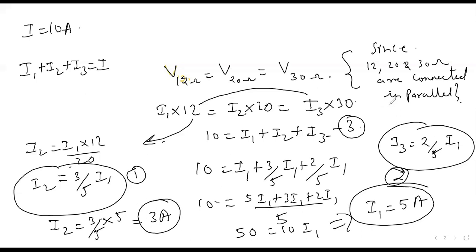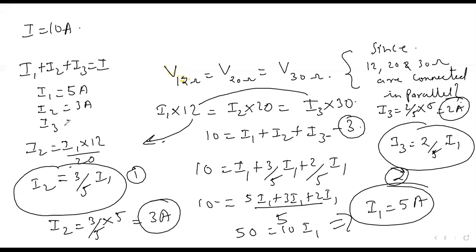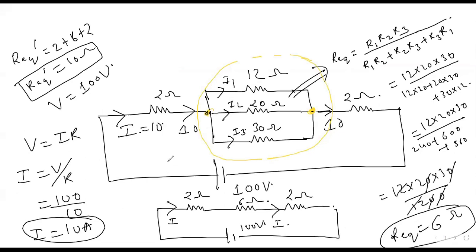And I have I3 also. I3 is 2 by 5 into I1, which is 5, so this is 2 amps. So what I get: I1 is 5 amps, I2 is 3 amps, and I3 is 2 amps. Now if you go to this circuit, this is 10, this is 5, this is 3, and this is 2. So you can see here your 10 is equal to the summation of these. So you have to find I1, I2, I3 like this. Is it clear, students? Yes, sir.